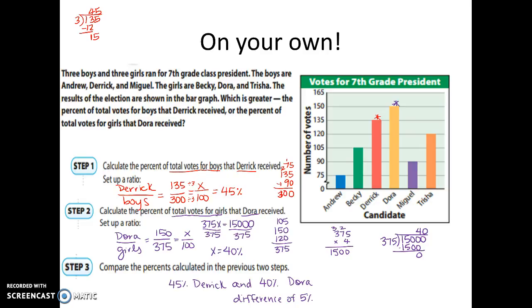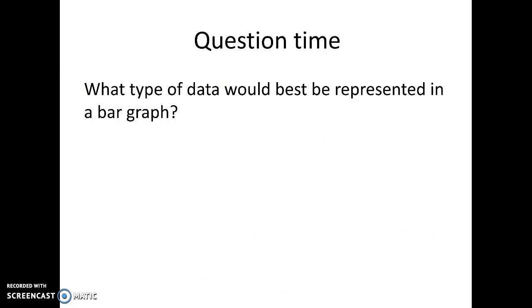Okay, so now let's move on to the next part. So what type of graph would best be represented in a bar graph? So like we've seen, categories are great.